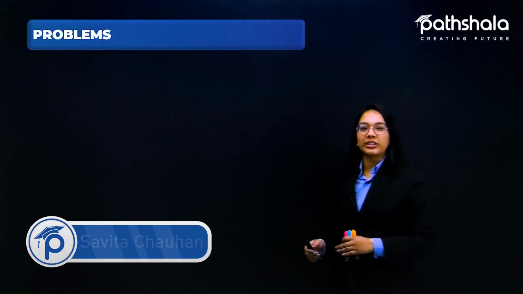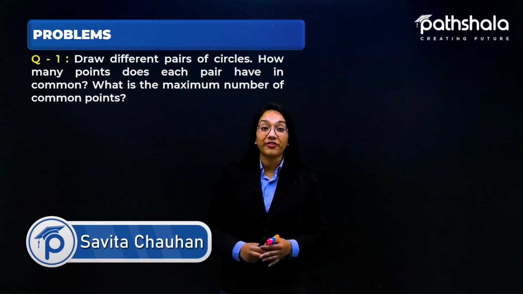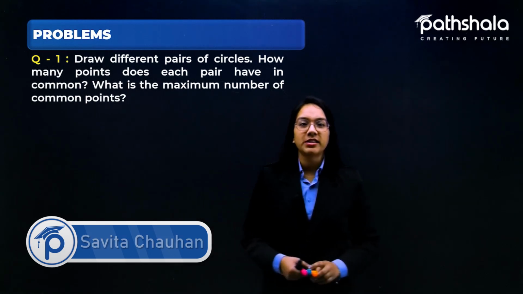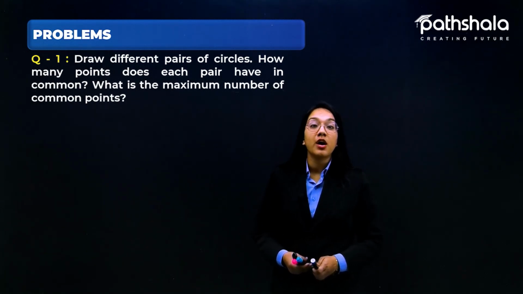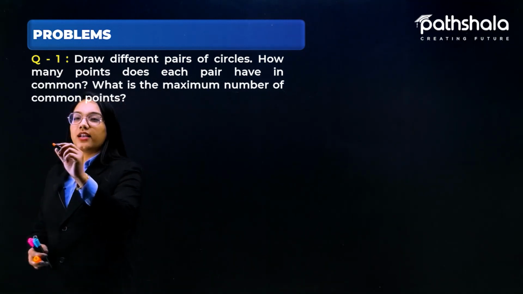Now let's move on further and see some of the problems related to the concept. The very first question says, draw different pairs of circles. How many points does each pair have in common? What is the maximum number of common points? So let's start with the answer for this one.